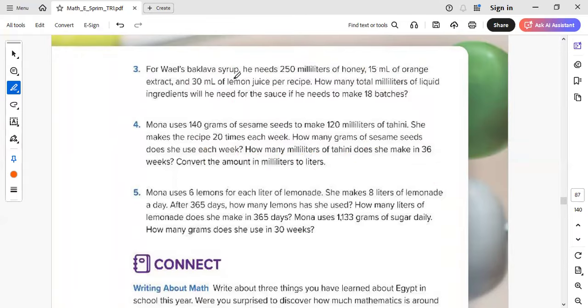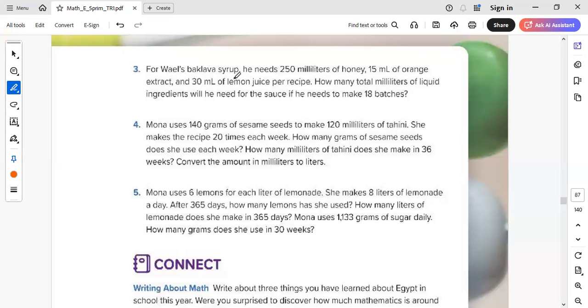Let's read number 3. For Wael's baklava syrup, he needs 250 milliliters of honey, 15 milliliters of orange extract, and 30 milliliters of lemon juice per recipe. How many total milliliters of liquid ingredients will he need for the sauce if he needs to make 18 batches?